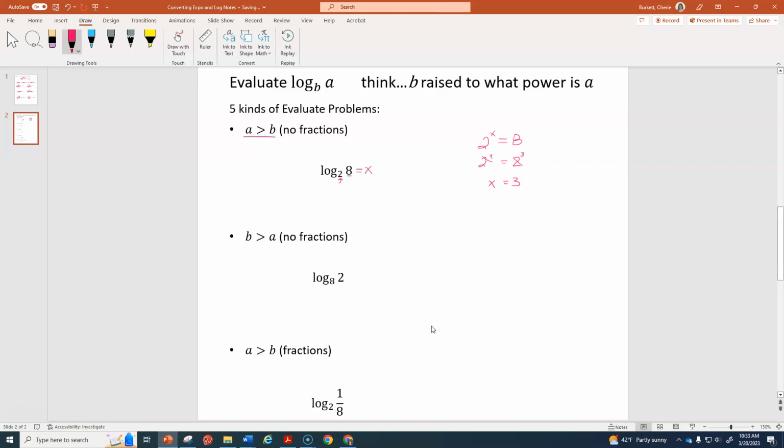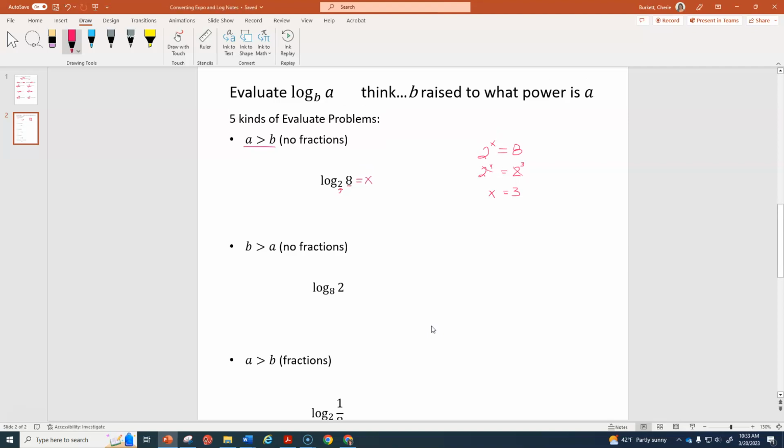We just drop the bases and we set the exponents equal to each other, and we know that 2 raised to the 3rd power will give me 8. So the answer that we actually put over here is log base 2 of 8 is 3. The value of a log problem is always going to be the exponent.